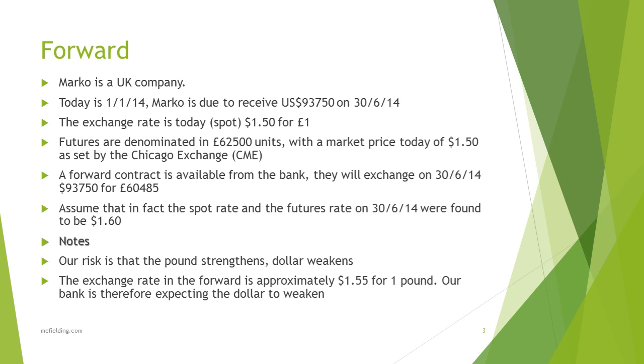Right, the final piece of information, this is obviously something in real life that you're not going to know. But in an exam, they may give this to you to make the calculations easier. It tells you to assume that on the 30th of June, the actual spot rate and the futures rate is $1.60. So in fact, therefore, the pound has strengthened, and it's strengthened to the tune of 10 cents for every pound. Okay, that's your basic information.